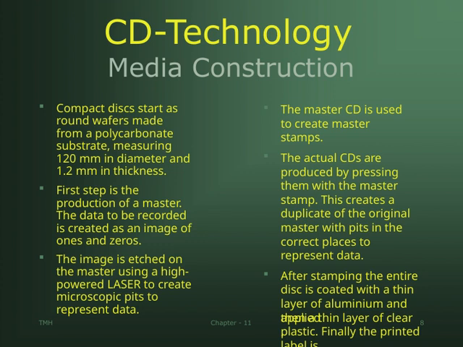During manufacturing, the actual CDs are created by pressing them with these master stamps. This process duplicates the pattern of pits in exactly the right places, ensuring the data is accurately transferred. After stamping, the entire disc is coated with a thin layer of aluminum, which helps reflect the laser light during playback, and then sealed with a clear plastic layer to protect the surface. Finally, a printed label is applied, giving the CD its final appearance.